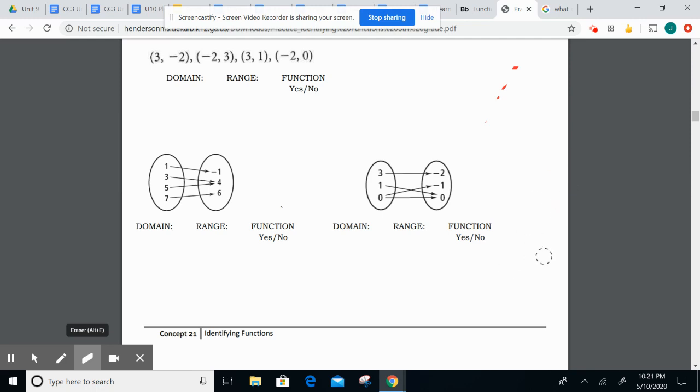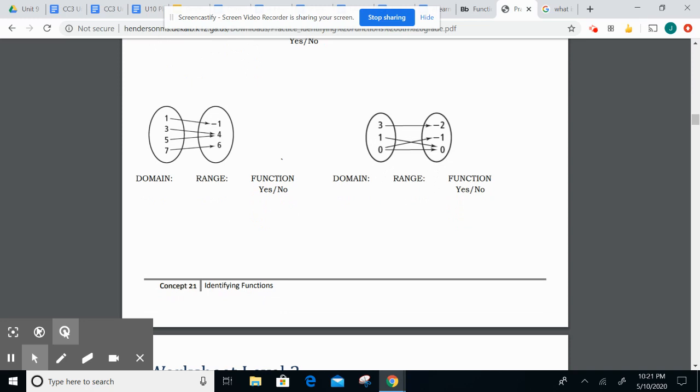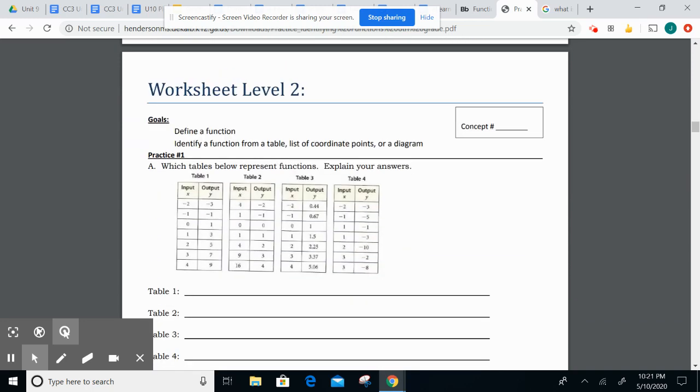You're just looking for repeat x's because a function is where we put one thing into the machine and we only get one thing back. For every x, there's a y. So when you're looking at tables, look for repeats. Nothing there. This is a function. We look here, look. We plug in 1, we get a -1, or we get a +1. So that would be not a function.